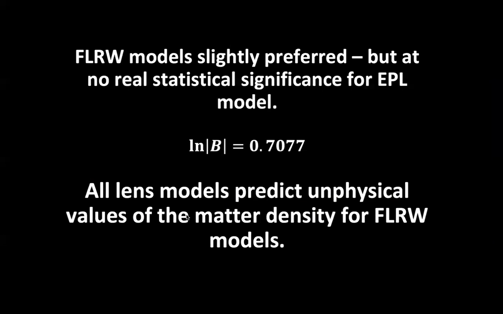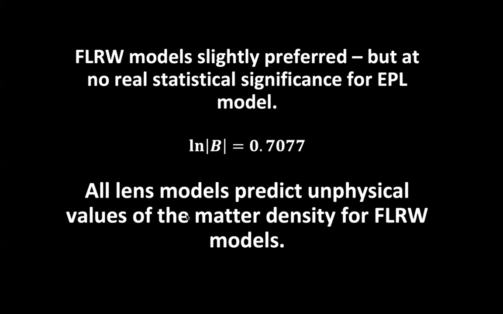However, when we look at the actual Bayesian statistics, FLRW models are on the whole preferred, but only slightly. And there's not much real statistical significance for the most nuanced models. So our Bayes factor for the extended power law model is around 0.7, which is not statistically significant. You're looking for a log of a Bayes factor over 1 to mean any real preference.